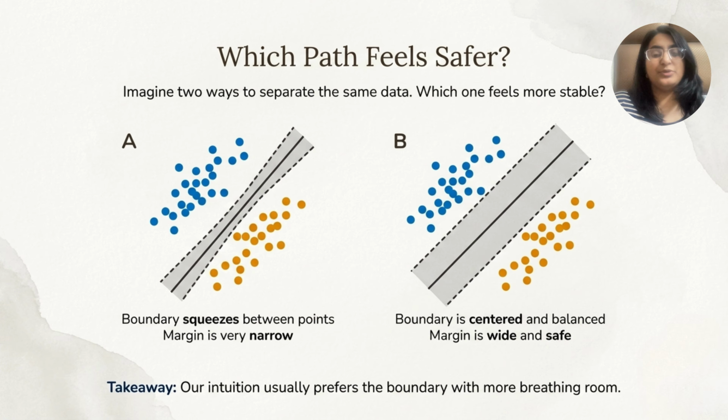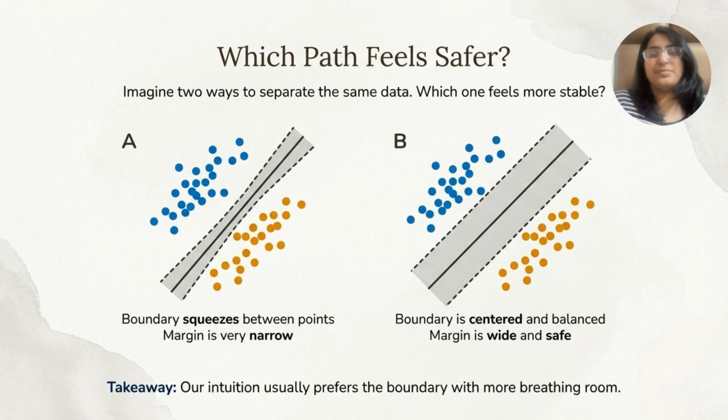We have two different separating lines. Both can separate today's data. Option A goes very close to some points. Option B stays more in the middle. Now imagine tomorrow the points move a little. Option A can fail quickly. Option B usually stays okay. A or B? Which one will survive small changes better?